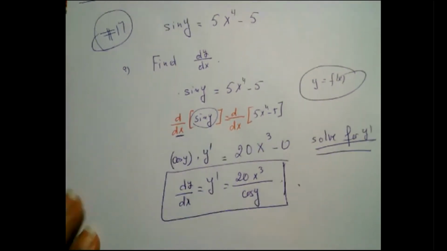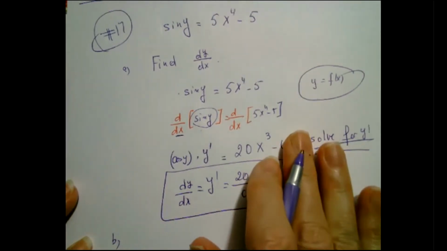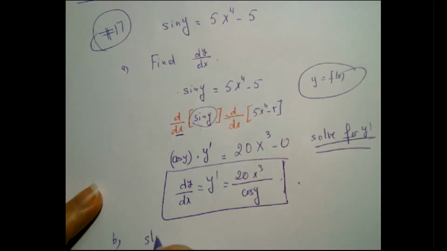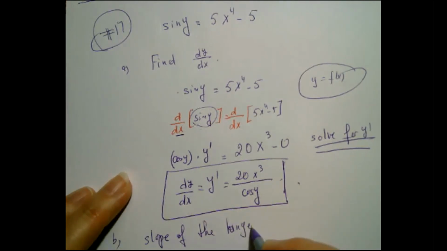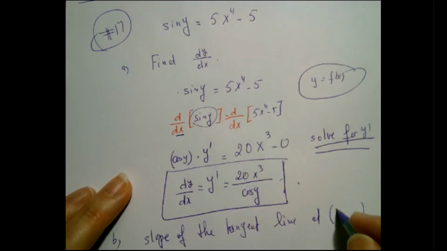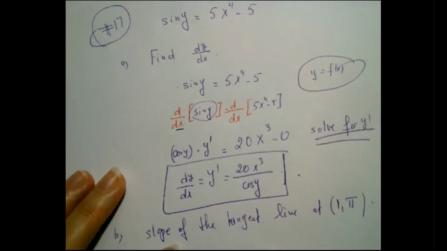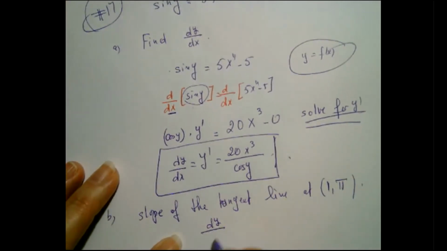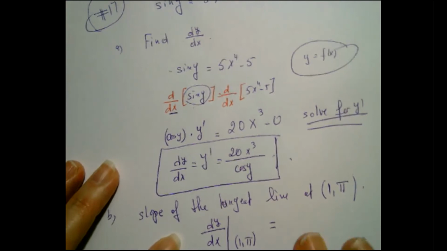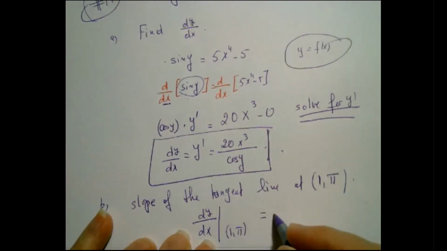Now the question is, they want the slope of the curve. Find the slope. Slope of the curve, it means slope of the tangent line. That's what they mean. Even if they don't write tangent line, that's what I meant. Slope of the tangent line at the point (1, pi). So it means they want dy/dx at the point (1, pi). Right.